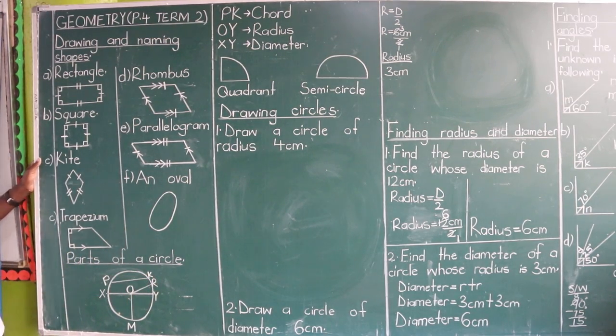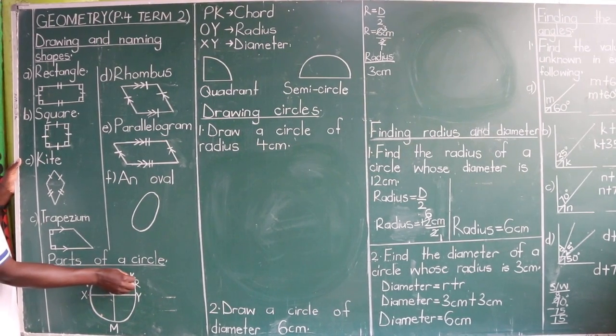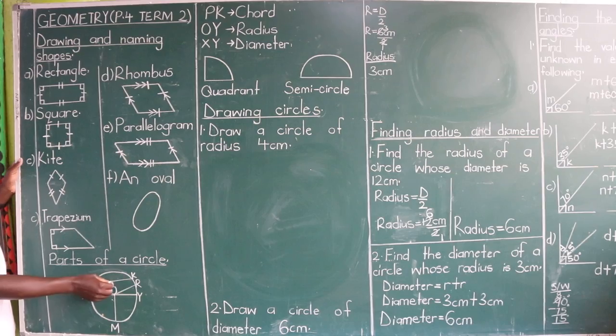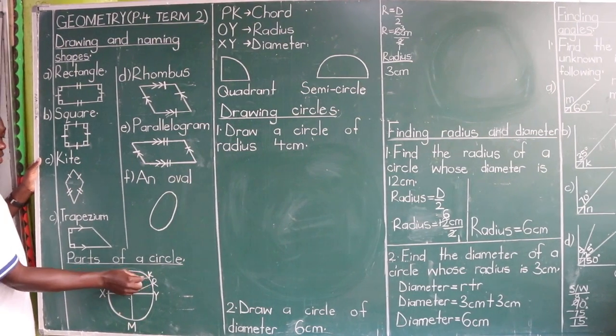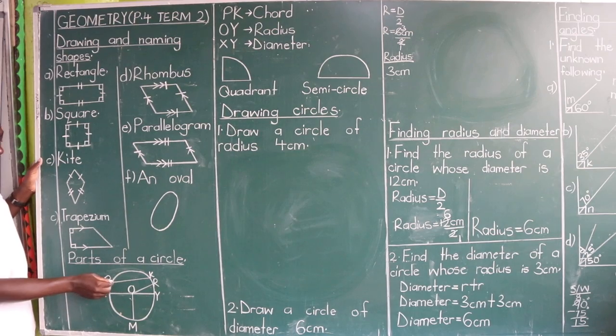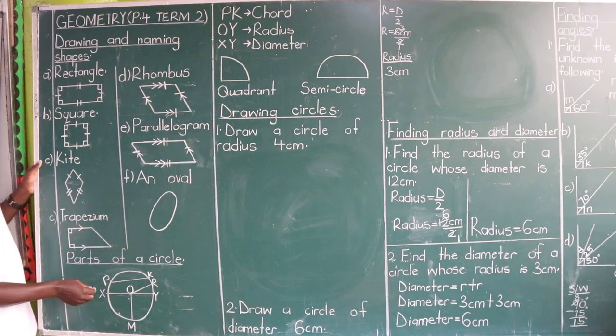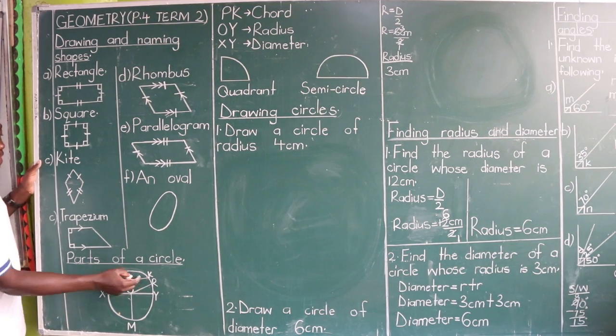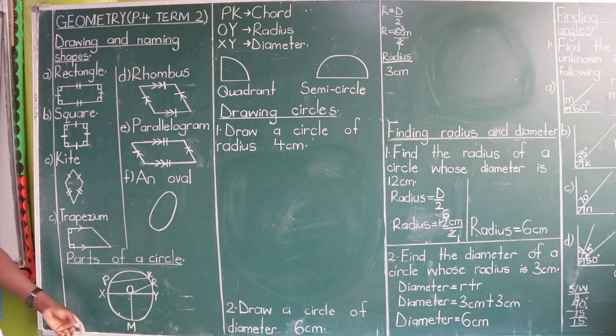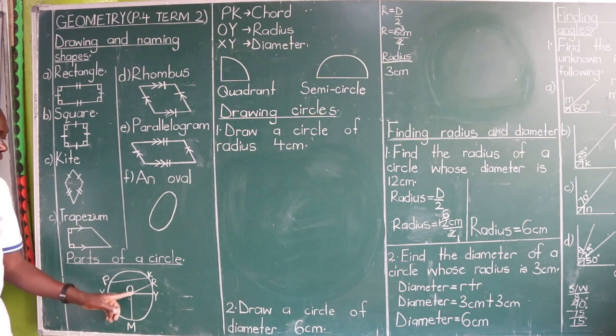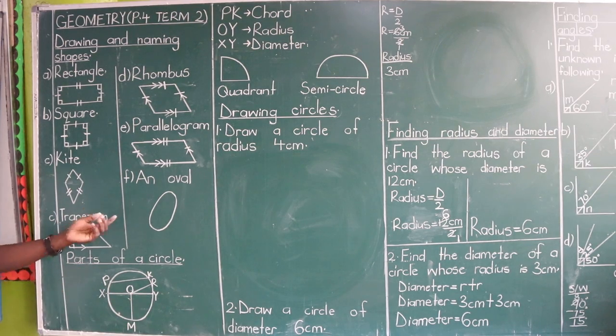And then a line that's drawn from the wall of a circle, not through the center, like you see this one, which is not passing through the middle or the center, but goes to the wall on the other side, is called a chord. So line PK is called a chord. Now, line MO, which starts from the wall of the circle, or the circumference, to the center, is called radius.